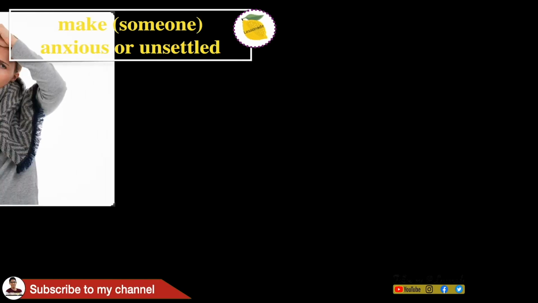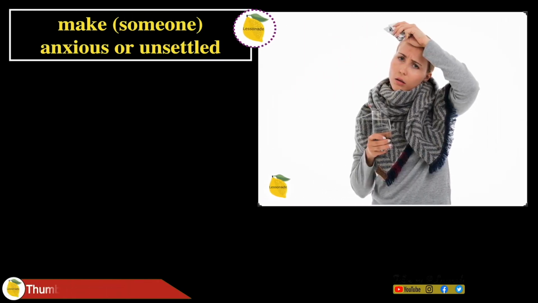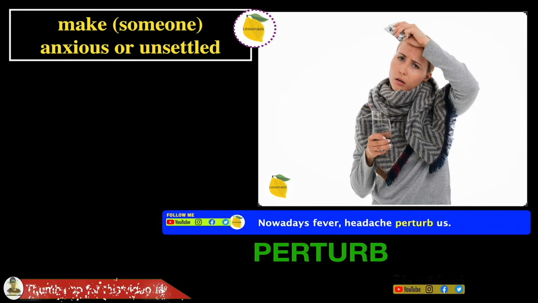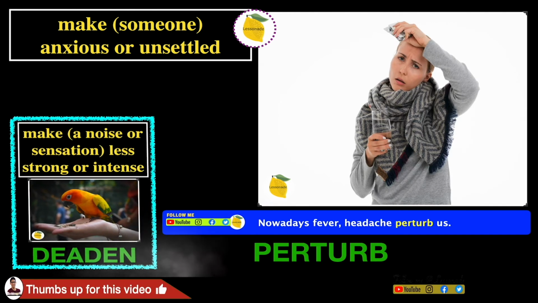Next one is make someone anxious or unsettled. In this picture, we can see someone who's anxious and unsettled. And therefore, the word will be perturb. And the sentence for this word is, nowadays, fever and headache perturb us. So before we go on to the next one, let's try to recall the previous slide. And the previous slide is deaden. Let's go on to the next one.